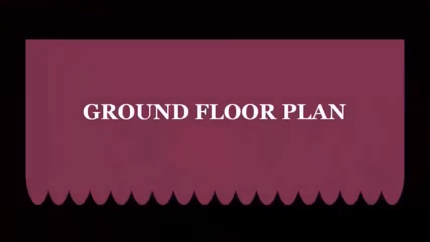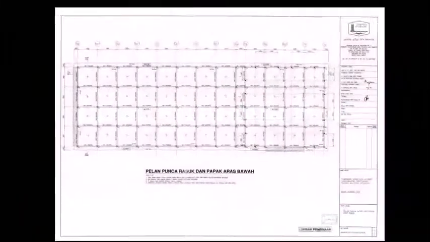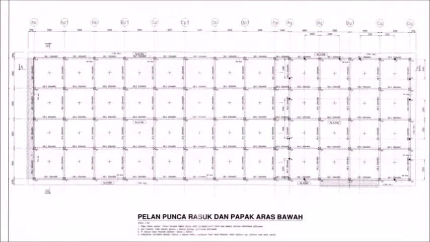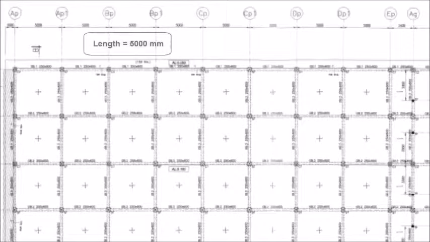Before we start the quantity measurement for the ground beam, let us take a look at the ground floor key plan. The plan that we chose for this project is for an office building construction. From the ground floor key plan, we can clearly see the size and dimensions of the ground floor. Now, we zoom in to see more clearly the dimension from AP to AP1. It is stated that the length is 5,000 mm.